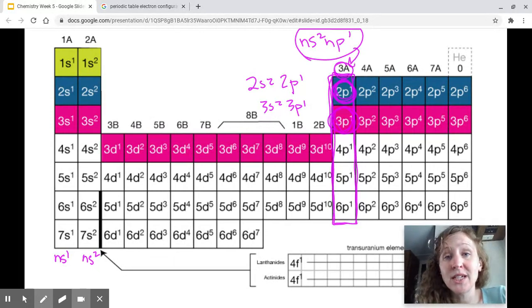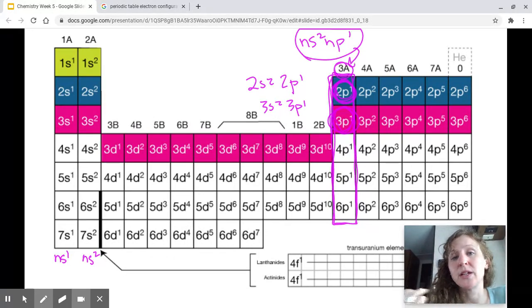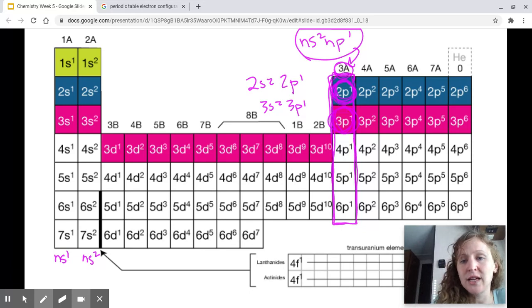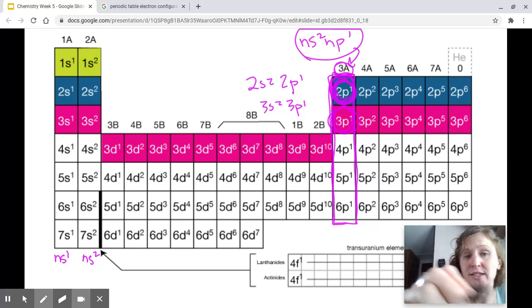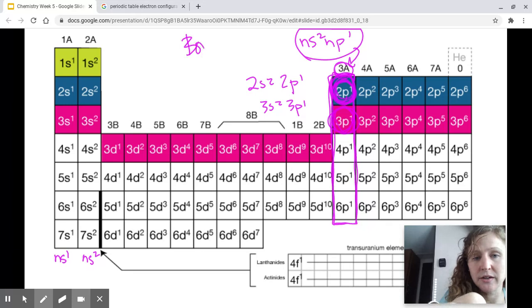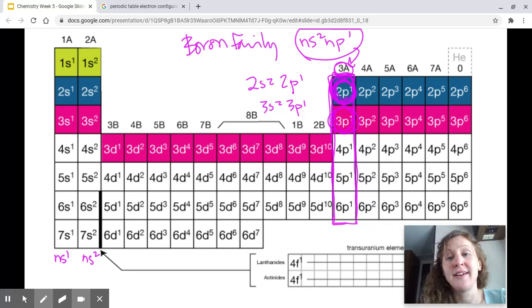Now, this family doesn't have a special name like alkali metals or alkaline earth metals. At least it doesn't have a very common special name. And so for anything that doesn't have a super common special name, we just call it the family of the first element that's in it. So the first element in this family is boron. So we would call this the boron family. Okay, so now pause the video here, see if you can write the code for the 4A family.